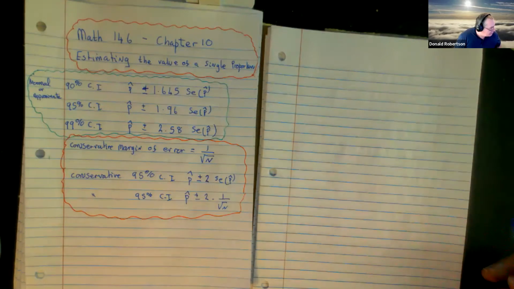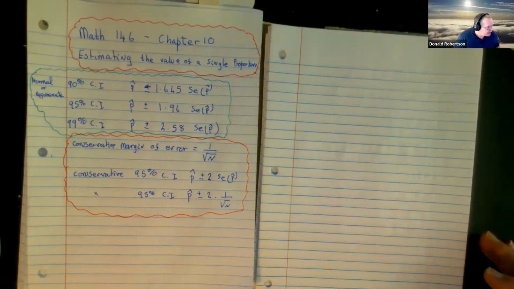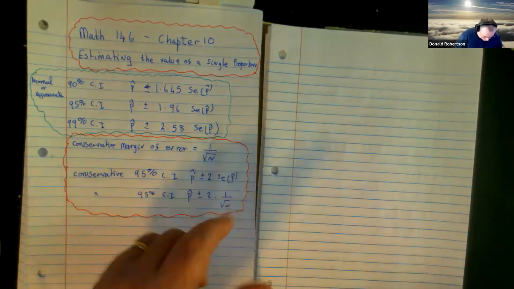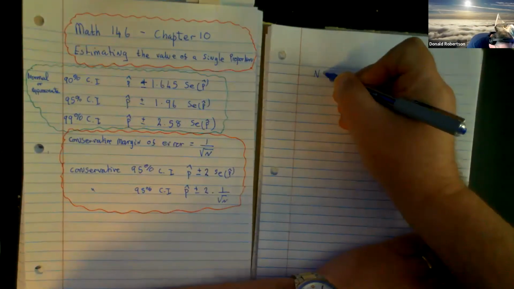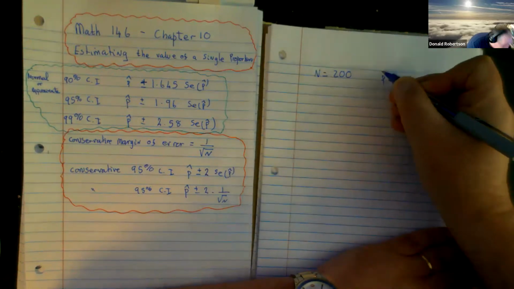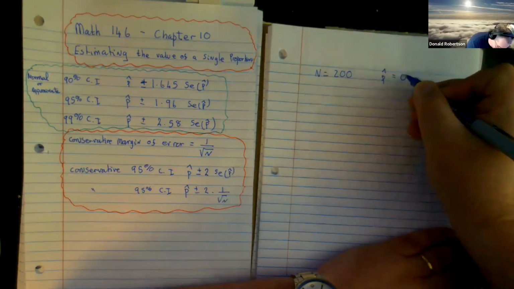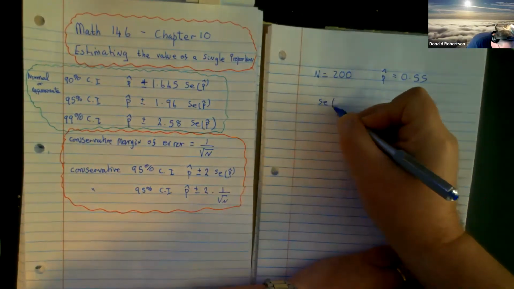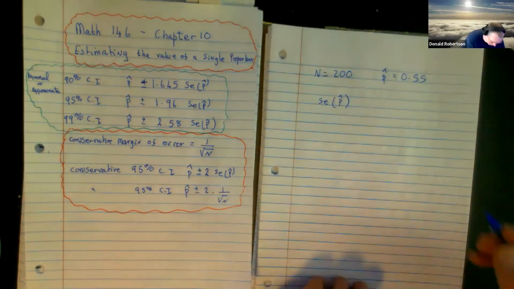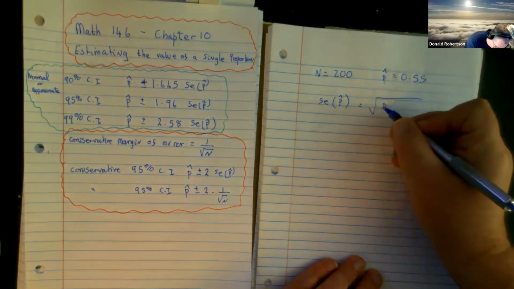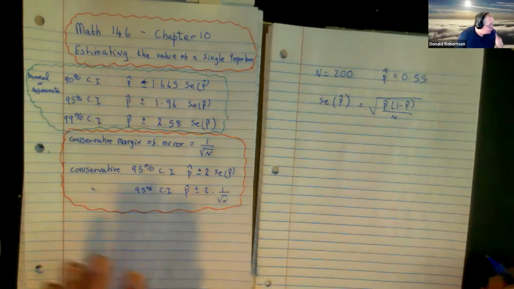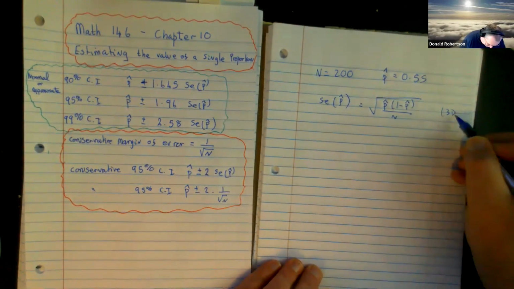So let's break this down into little jobs, and then we'll move from there and build the whole thing. If I have a sample of 200 and my p hat is 0.55, then let's focus on getting that guy. He's the square root of p hat times 1 takeaway p hat, all over n, and let's do it to 3 decimal places.